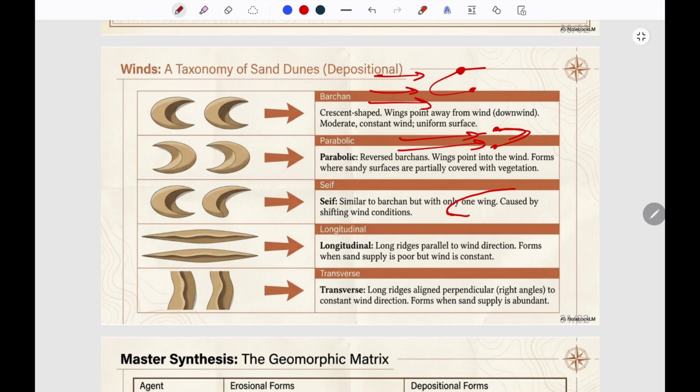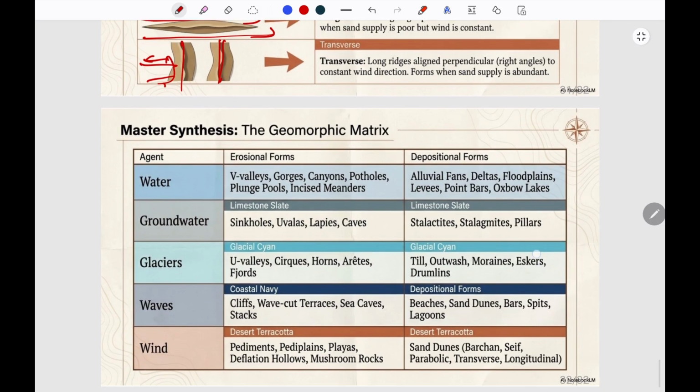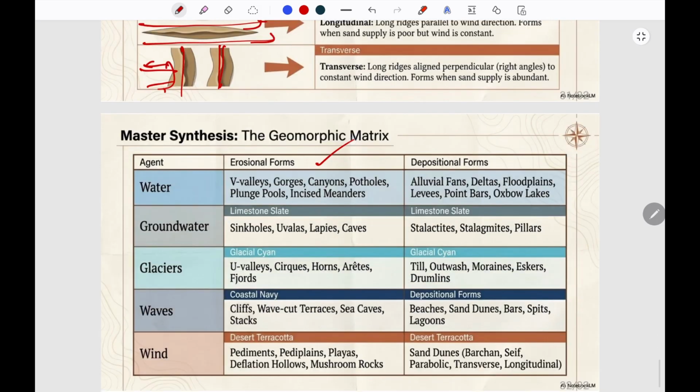Next one is longitudinal ridges, in which the wind is blowing parallel to these structures. And transverse dunes are perpendicular to the moving wind. This is all about the landforms. Here is a summarized table. You can remember these names of the landforms and which agent they are associated with.